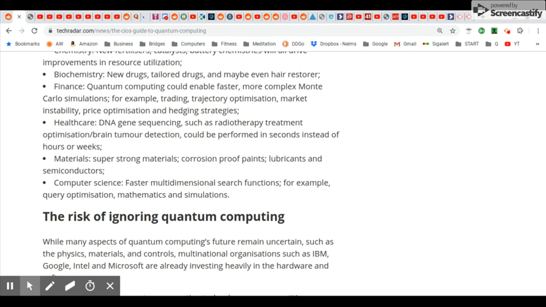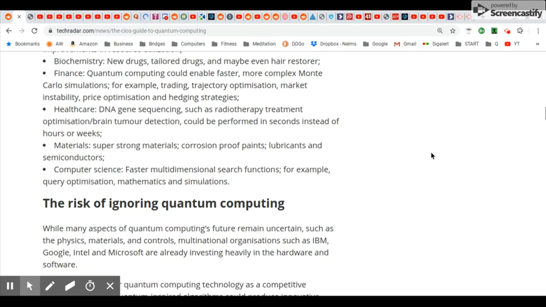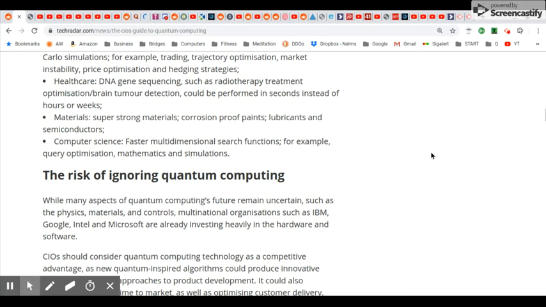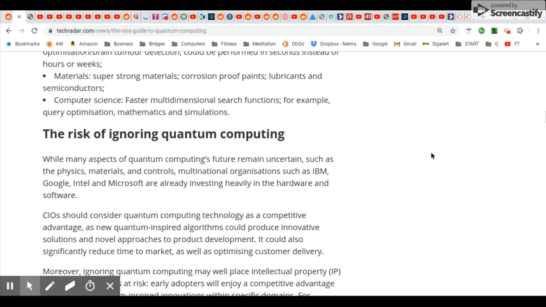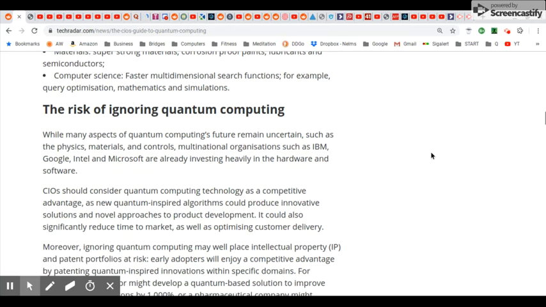Healthcare. DNA gene sequencing, such as radiotherapy treatment, optimization, brain tumor detection, could be performed in seconds instead of hours or weeks. Materials, super strong materials, corrosion-proof paints, lubricants, and semiconductors. Computer science, faster multidimensional search functions, for example, query optimization, mathematics, and simulations.